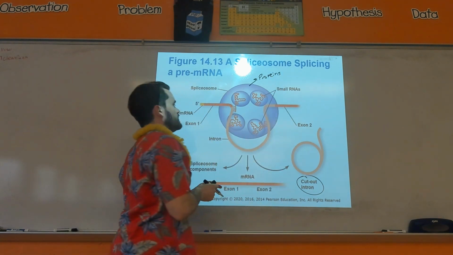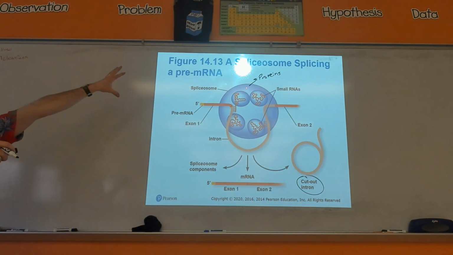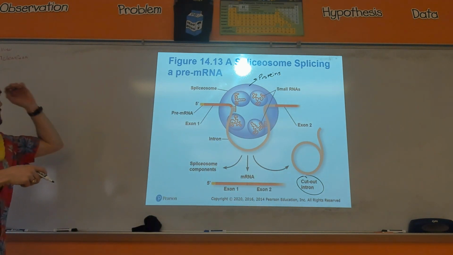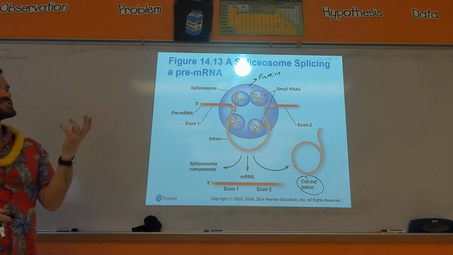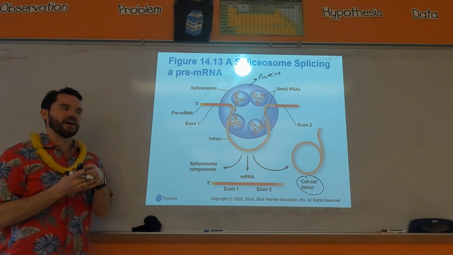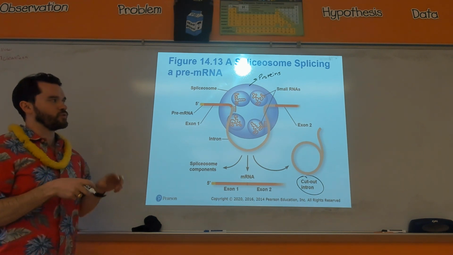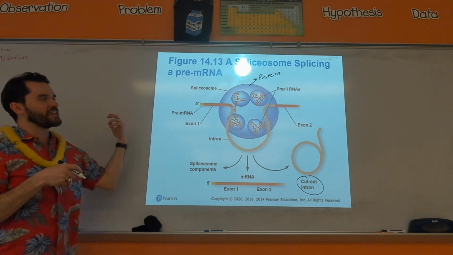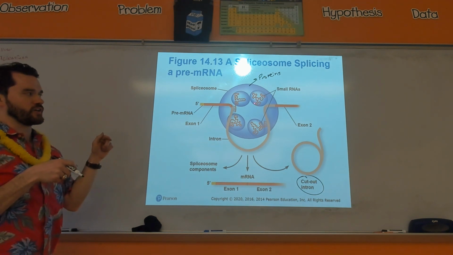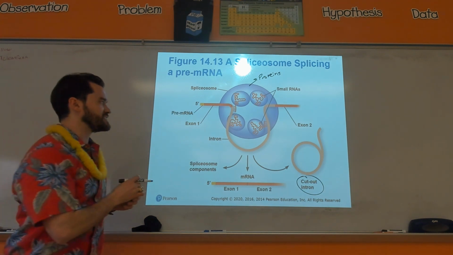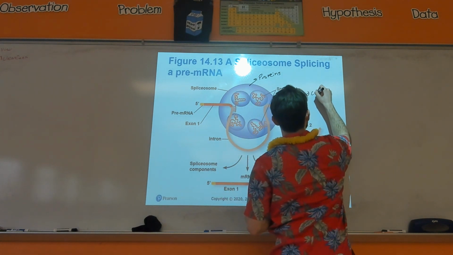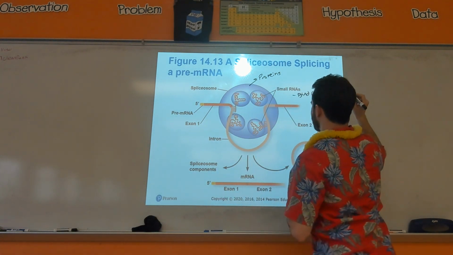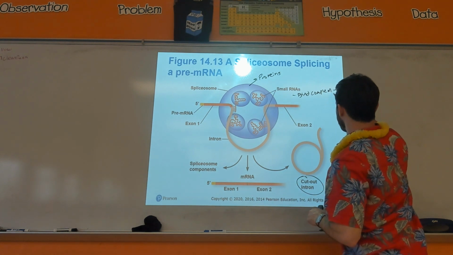So this kind of background purplish blob, the bigger circle around the smaller circles, is basically a protein scaffold that's going to provide the structural support. But where the actual action's happening is with these small RNAs, where these small RNAs are going to bind complementarily.